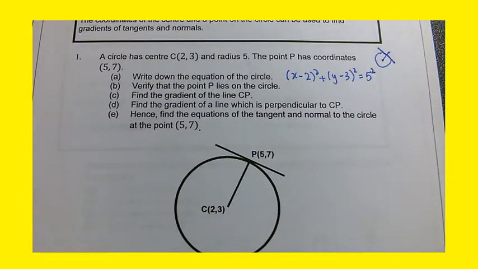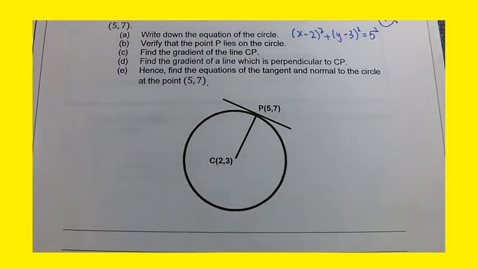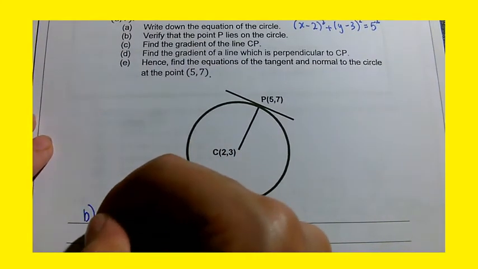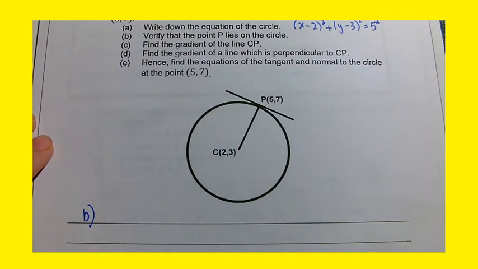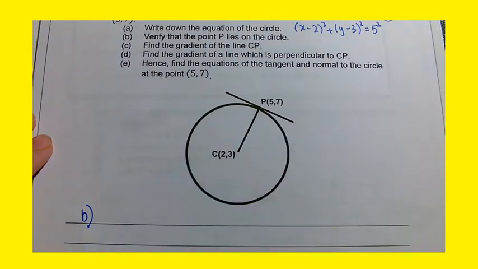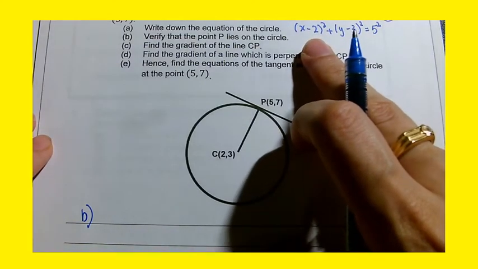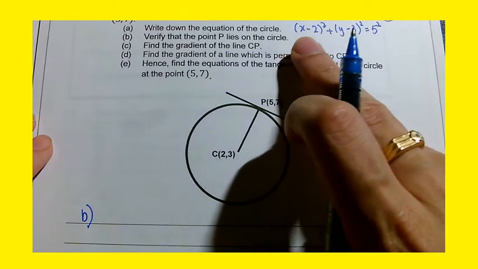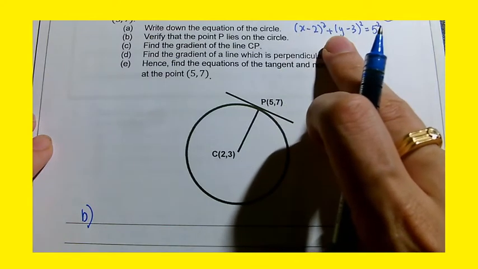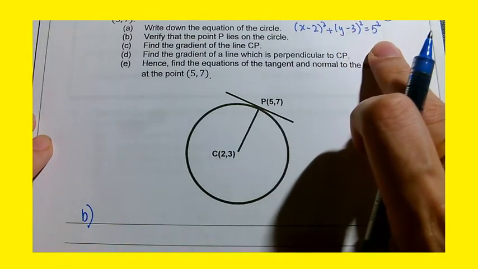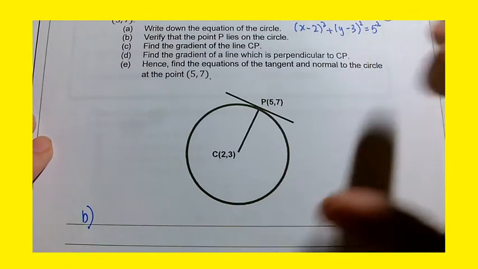Verify that the point P lies on the circle. The point P is given as 5, 7. Now, for you to verify that a point lies on the circle, what we have to do is take this equation and think, okay, for a point to be on this circle, if I put the x coordinate there and the y coordinate there, if I substitute them in, does it make 5 squared? Does it make 25? So let's try that.